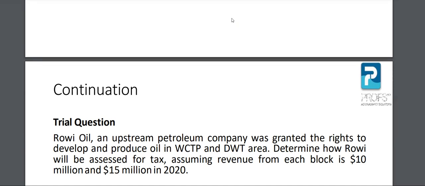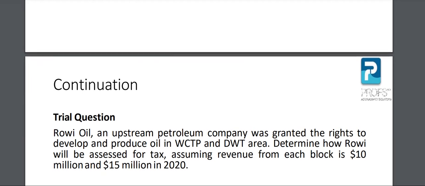Yes, please. Okay. So based on what we just did, we were saying that the taxes are on the separate operations, and looking at this, it means that tax will be assessed based on the separate operations. So the WCTP revenue and also the DWT area revenue would be taxed separately. Okay. So that's perfect. Now hold on and answer the second one for me.